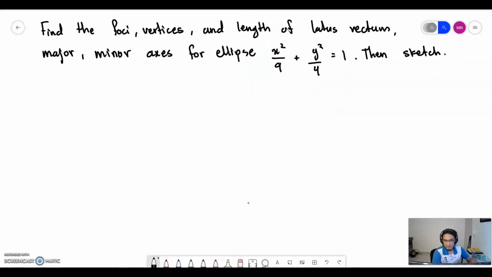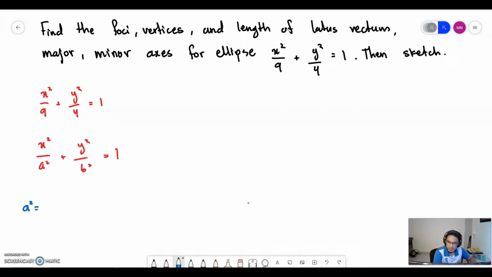Okay, so now let's look at an example. Find the foci, vertices, and length of latus rectum, major and minor axis for the ellipse x square over 9 plus y square over 4 equal to 1. So here is the equation for the ellipse. The first thing that we need to do is identify the a, b and c from the equation. The form of the equation is x square over a square plus y square over b square equal to 1.